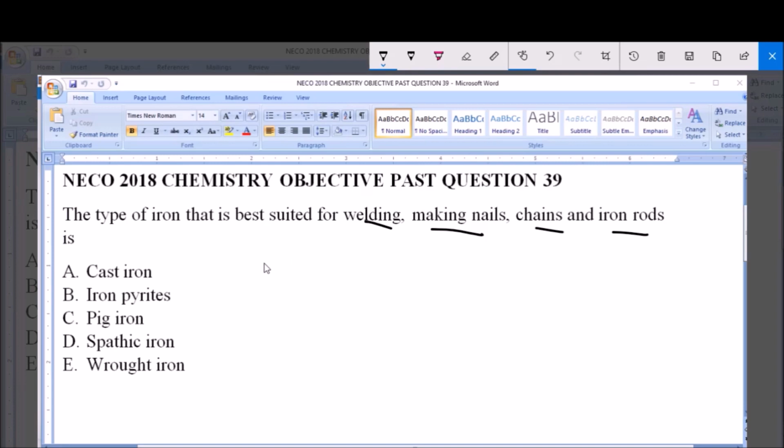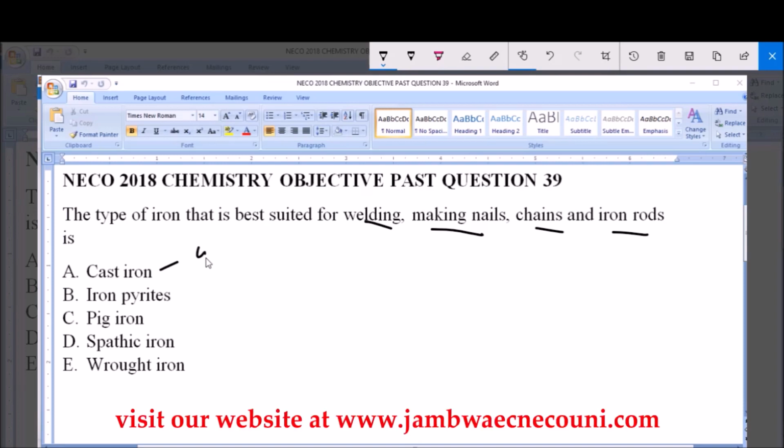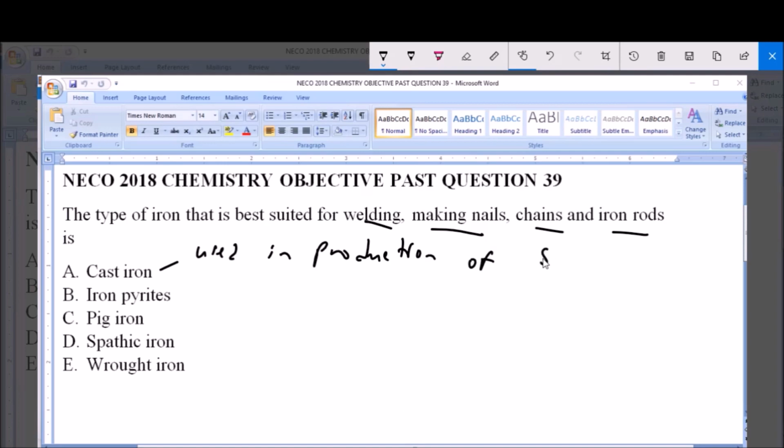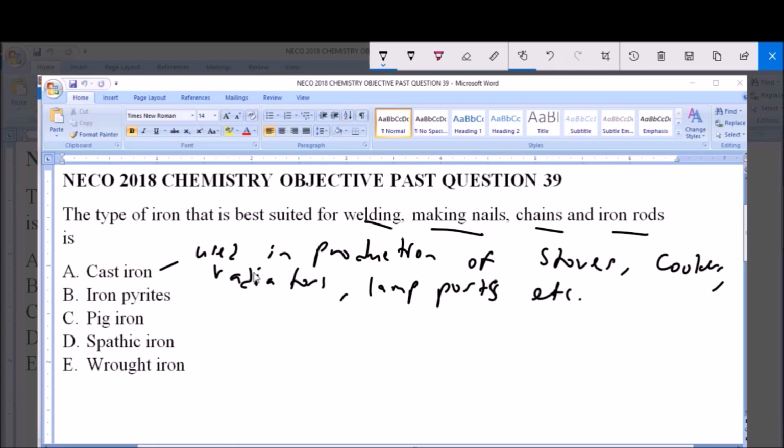Now cast iron is majorly used in the production of stoves, tops of stoves, cookers, radiators, lamp posts, etc. Now cast iron is used in the production of materials that do not require great tensile stress. So that's what cast iron is used for. Now iron pyrite is an ore of iron.